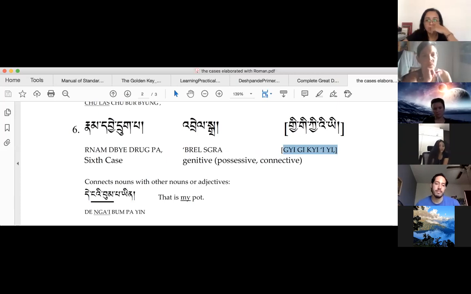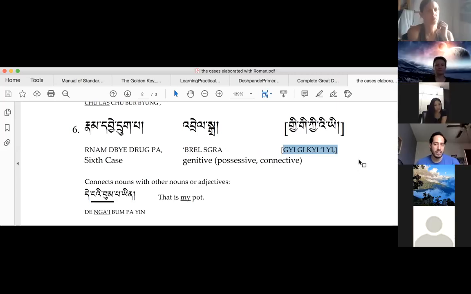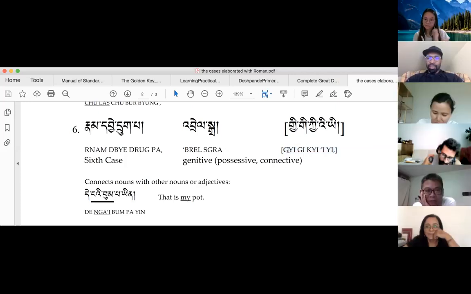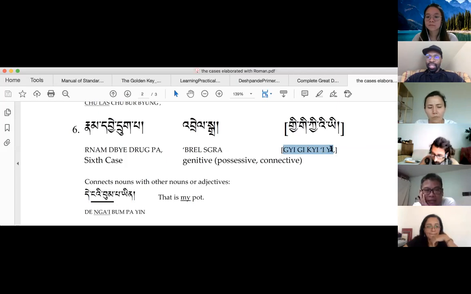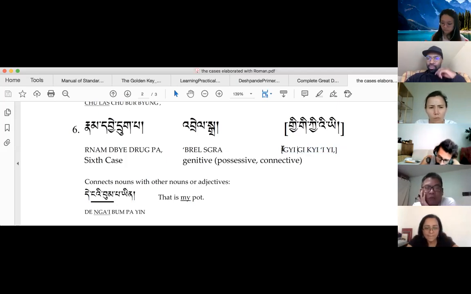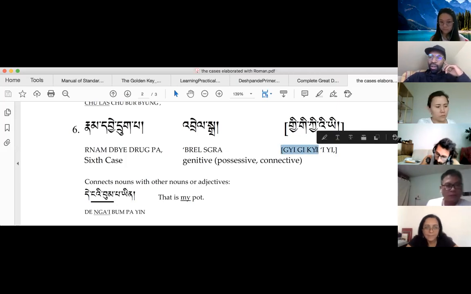Casa de Haso? Yes, right? So that de in Chinese is this: gi, gi, ki, agiku, I, and yi. And you see these very often in Tibetan, more so than you'd see them in English.